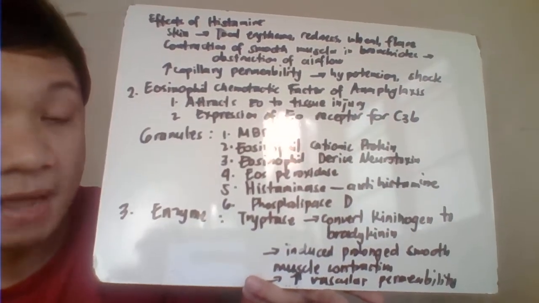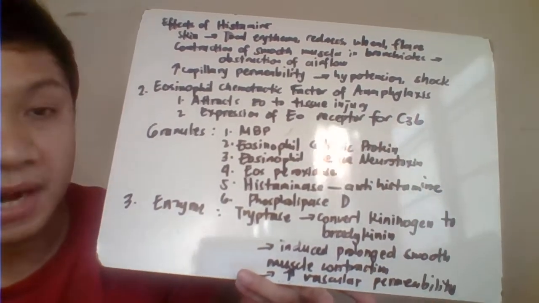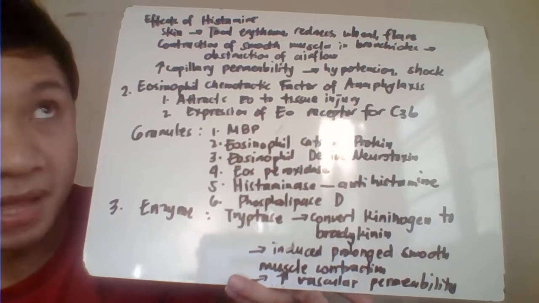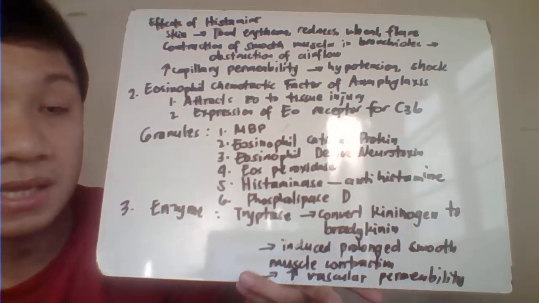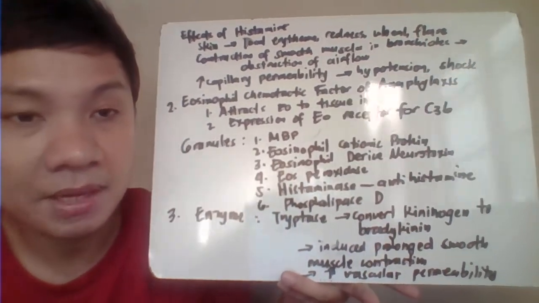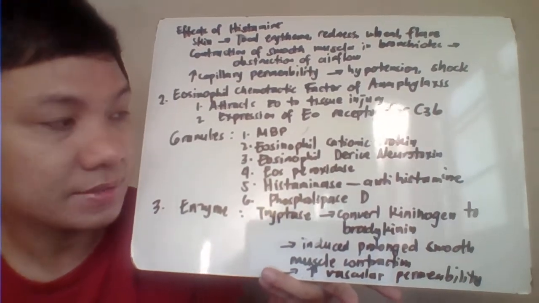We have your histaminase, that's your antihistamine. If your basophil and mast cells contain the histamine, the eosinophil, on the other hand, has your histaminase or antihistamine.